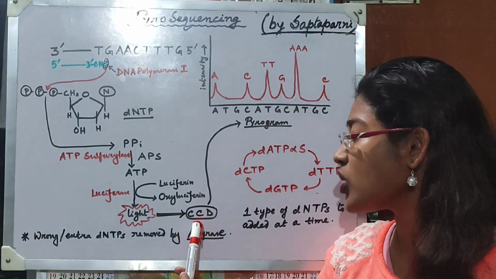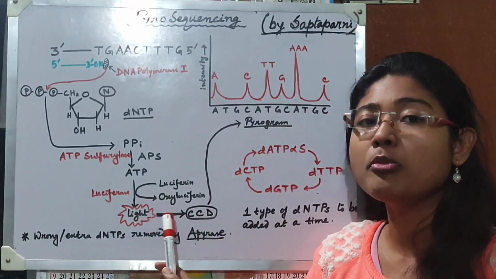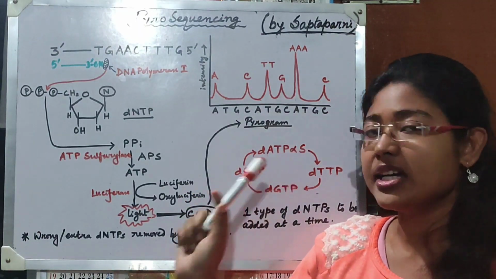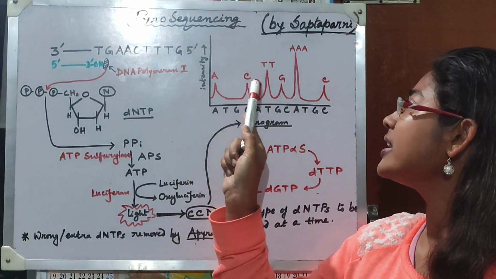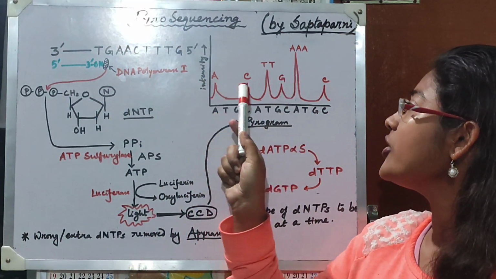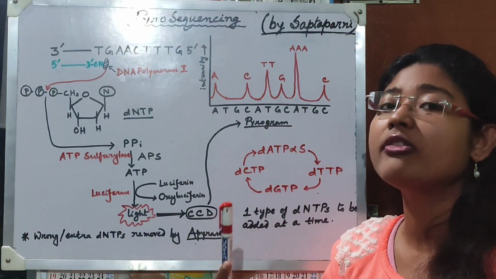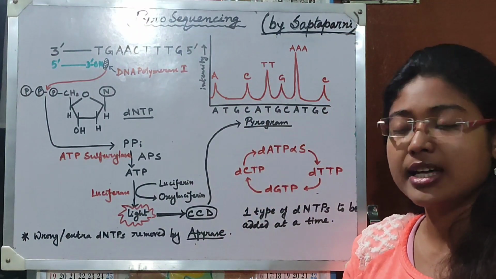And this charge coupled device will show the light in the form of a peak in the pyrogram. If the right kind of complementary base is added here, it will show a peak like this. And the height of the peak is directly proportional to the number of dNTPs added here. So we will see it in a little bit.